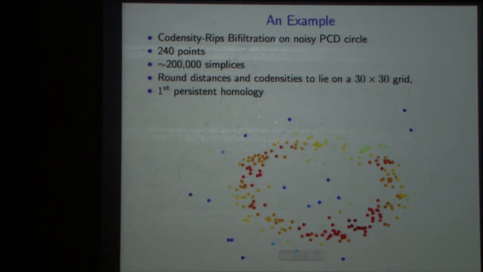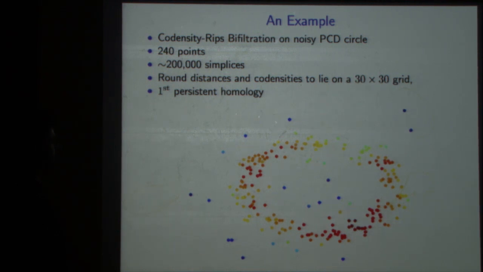And I'm going to come now back to my tool and show you a variant of the first example that I showed you. Now that we understand a bit more, let's look at it again. So I'm going to consider a codensity Rips filtration on noisy point cloud data of a circle, like we've been talking about. It's a small example: 240 points with about 200,000 simplices. We certainly can do bigger than that, but this is what I'm going to show you.